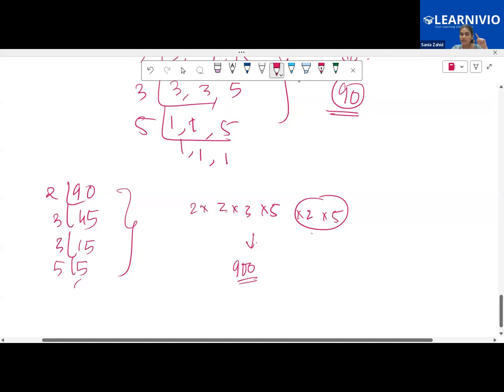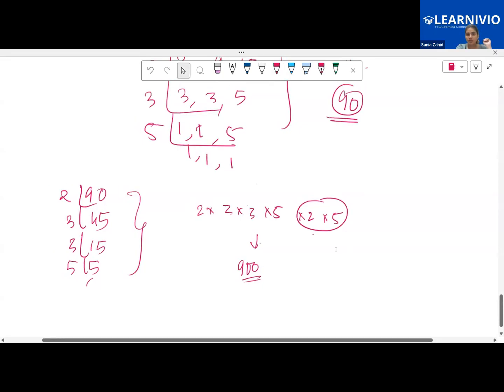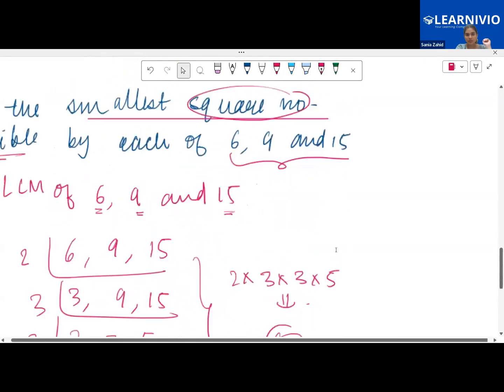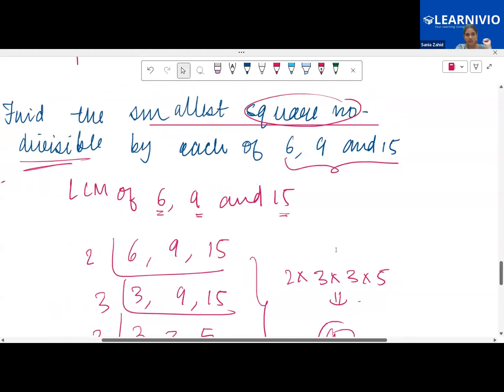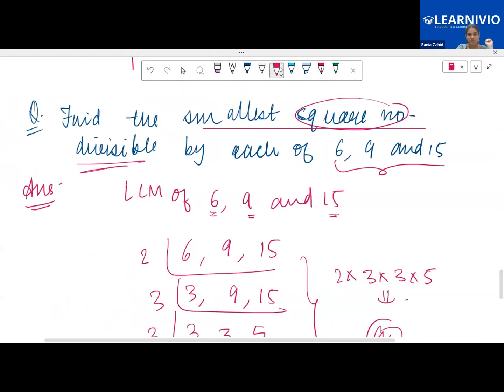See, now 900 is divisible by all three numbers also. It is a perfect square. Okay, so this is how you're going to do this type of question. Now, this was an important question, so you should be practicing such type of questions.